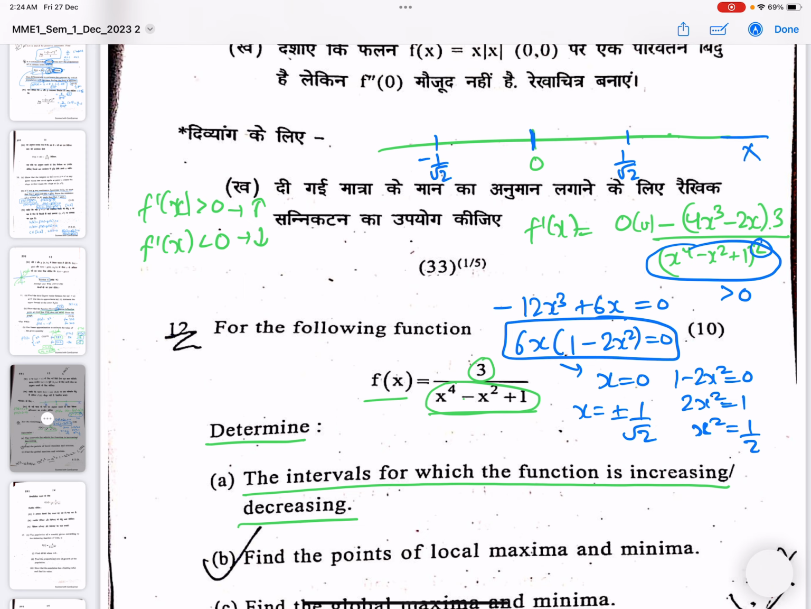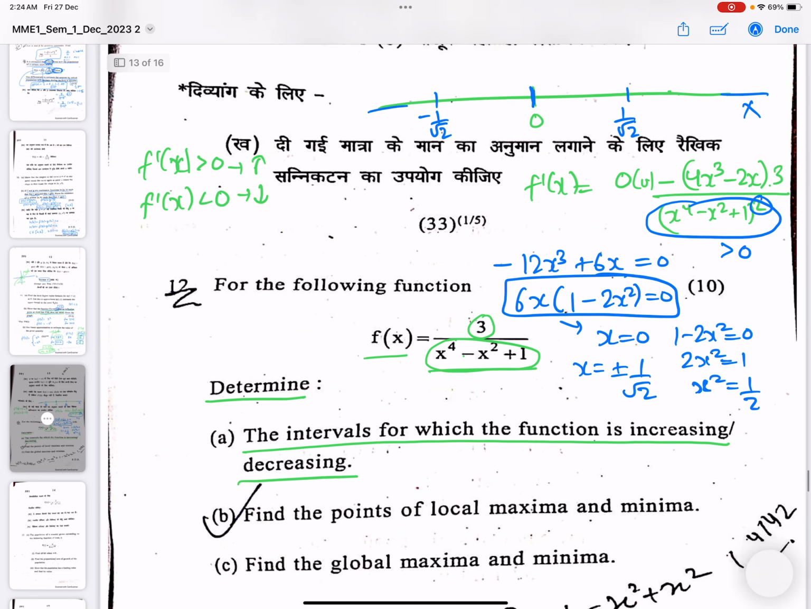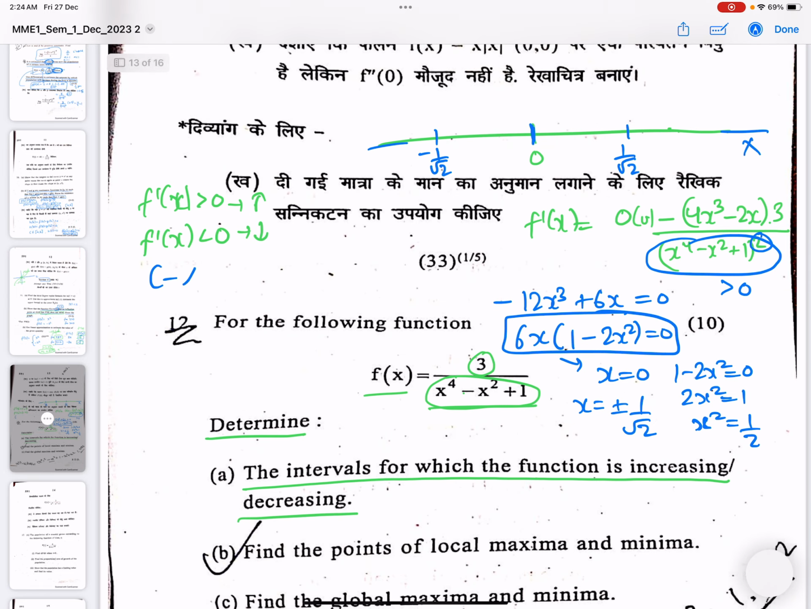And here we have the values of x. So the intervals we have are minus infinity to minus 1 by root 2, then minus 1 by root 2 to 0, then 0 to 1 by root 2, then 1 by root 2 to infinity.